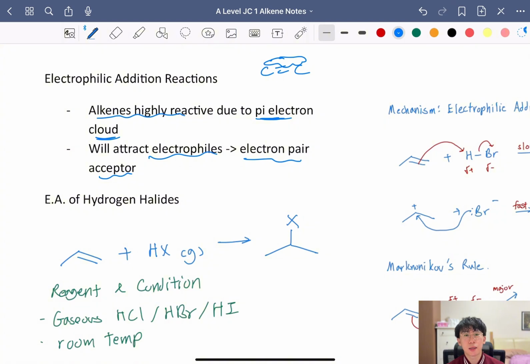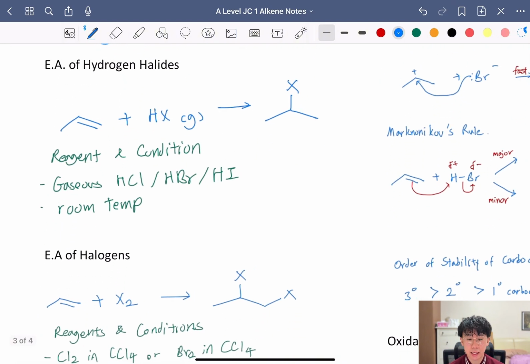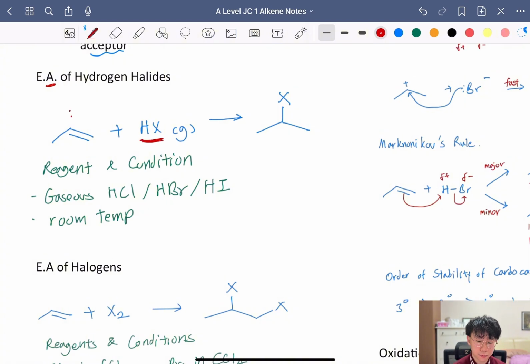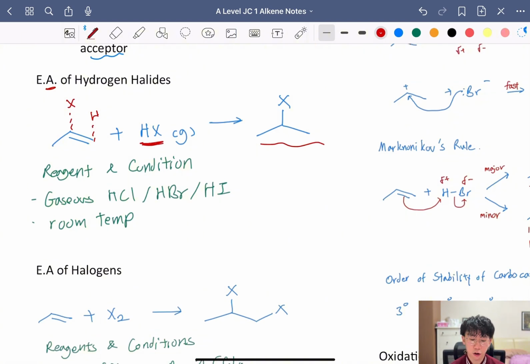So what are some typical reactions of electrophilic addition? Well, we have hydrogen halides. So this is just as expected of addition reactions. You're just adding the HX across the double bond. And that's how you get your product. The reagents and conditions are gaseous HCl, HBr, or HI at room temperature.